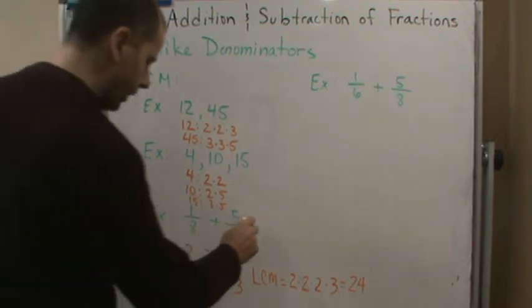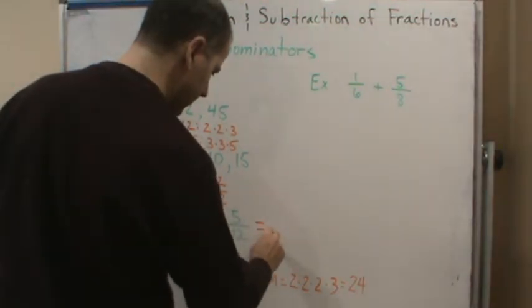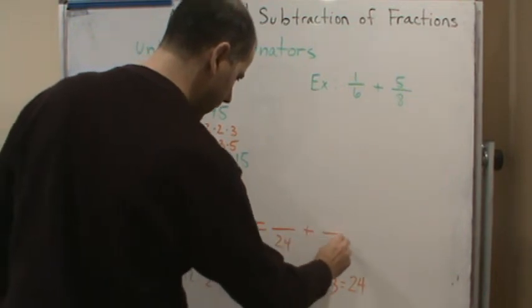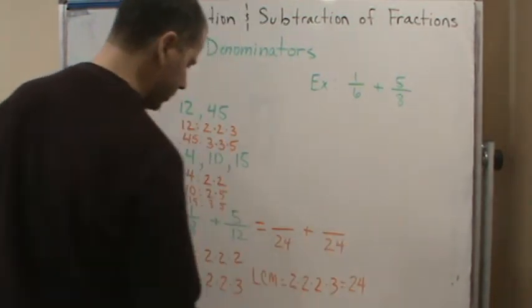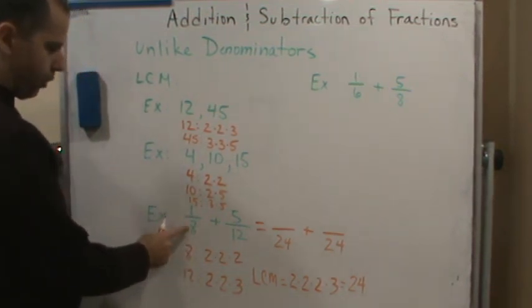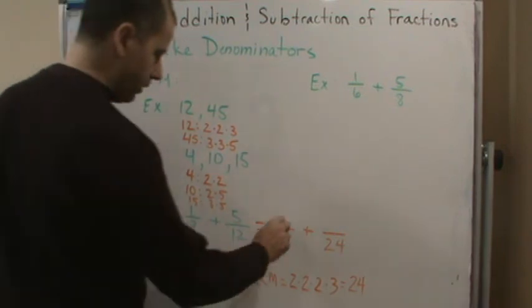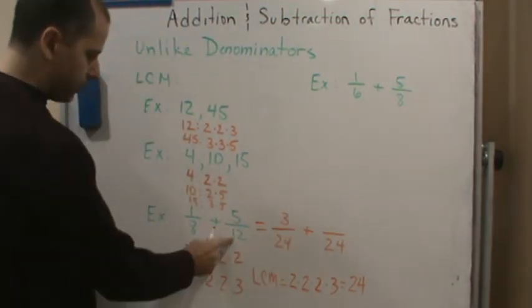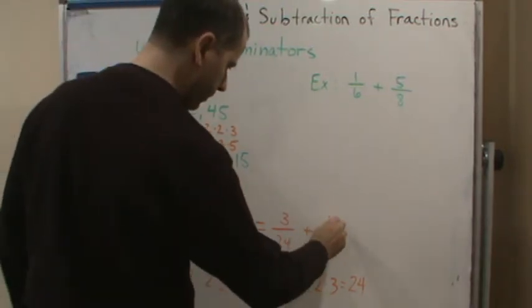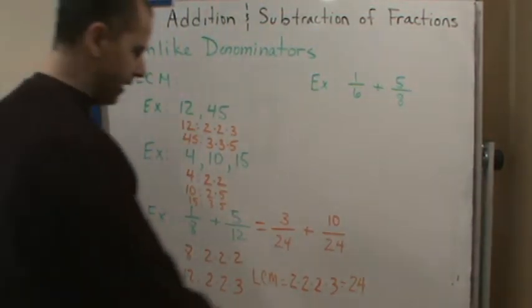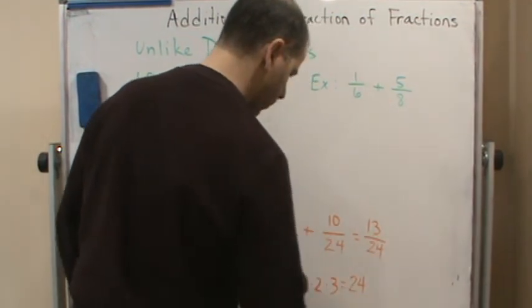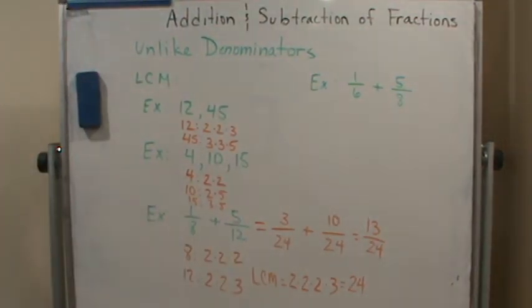So now I just have to set this equal. So I want 24 on the bottom. So now, what do I have to multiply the top and the bottom here to get 24? 3. What do I have to multiply the top and the bottom by to get 24 in the bottom? 2. And so now my final answer, 13/24. And that's it.